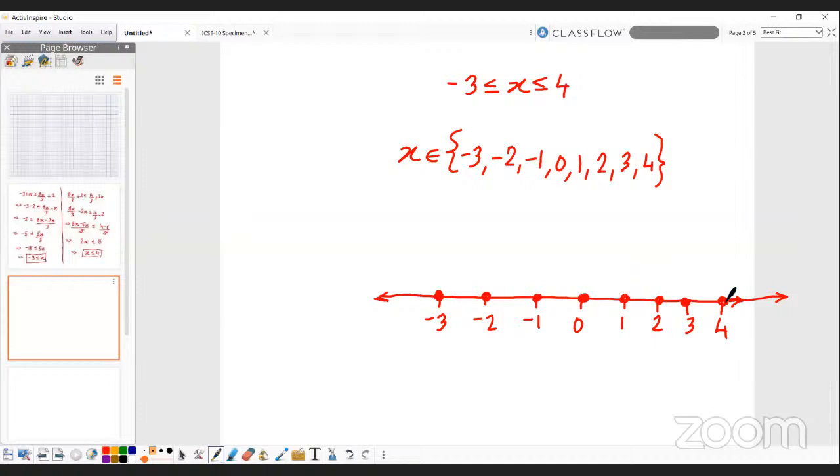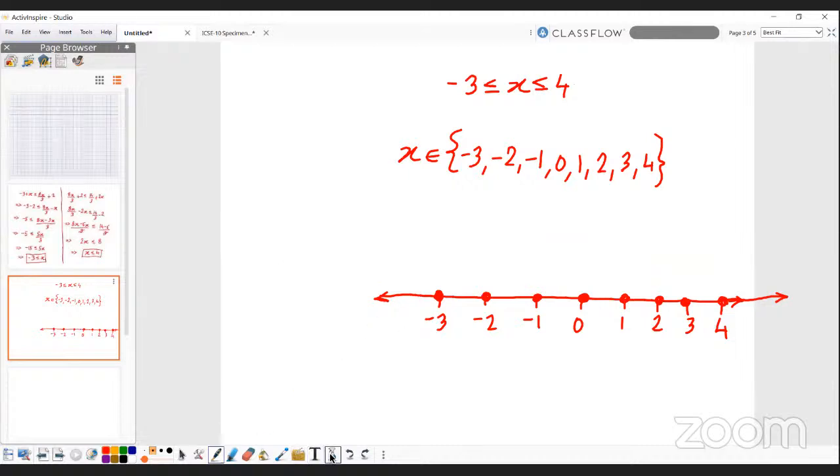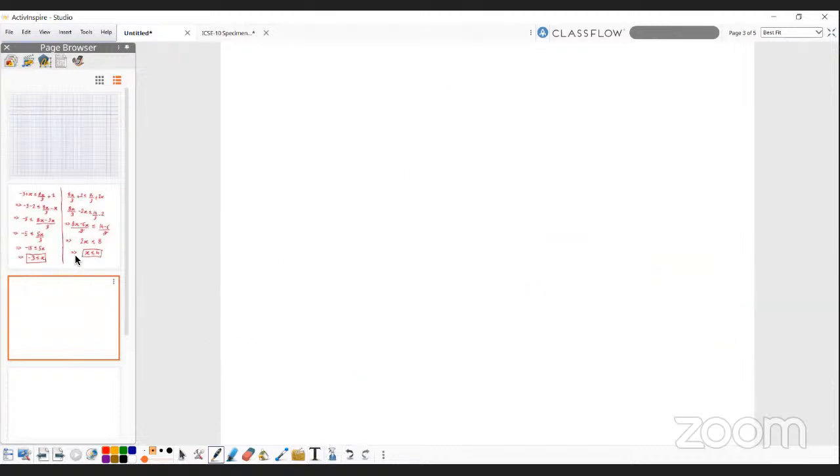You can expect questions related to inequalities. Just be very careful with the reversing of sign. If you divide with any negative number, then the inequality has to be reversed. Let's move to the next question now.